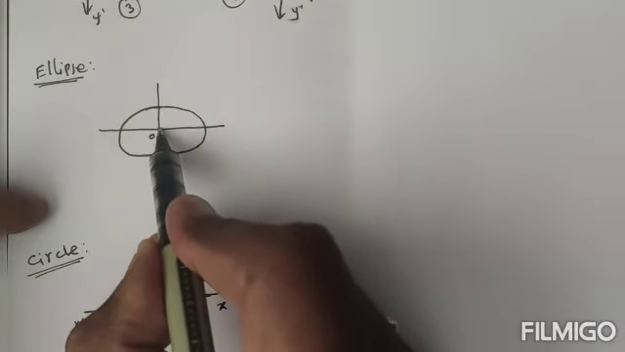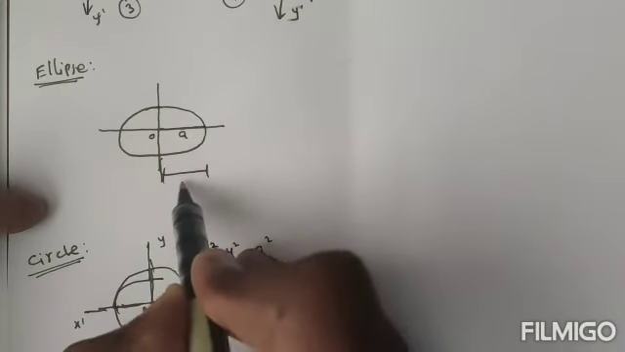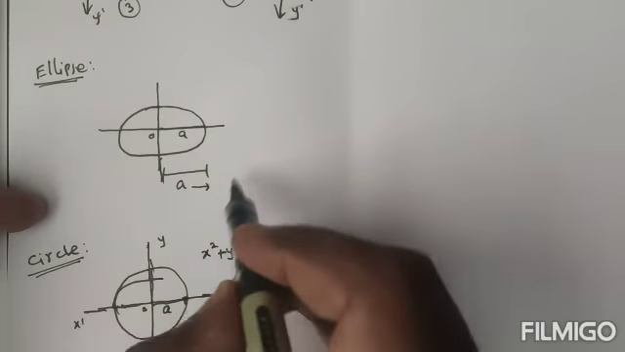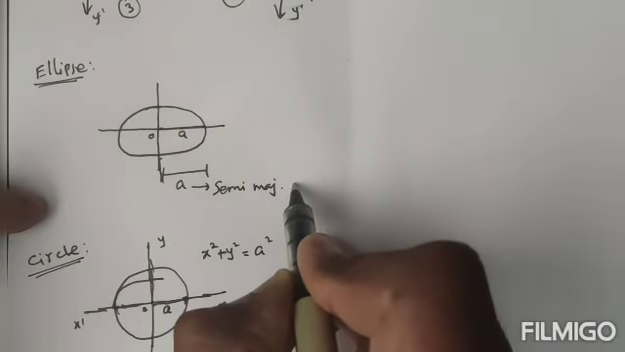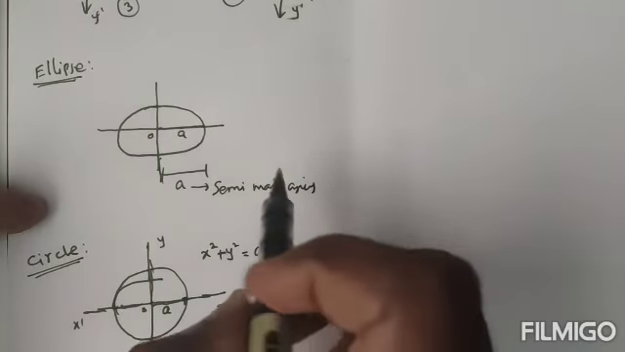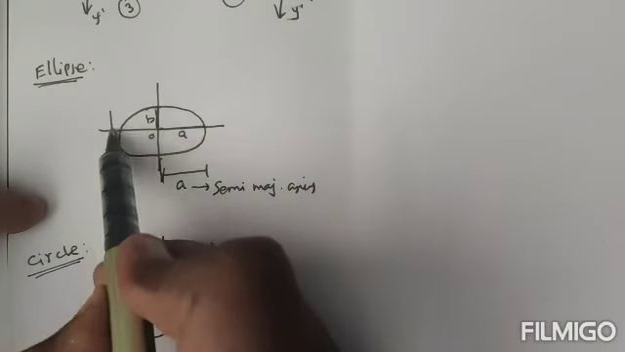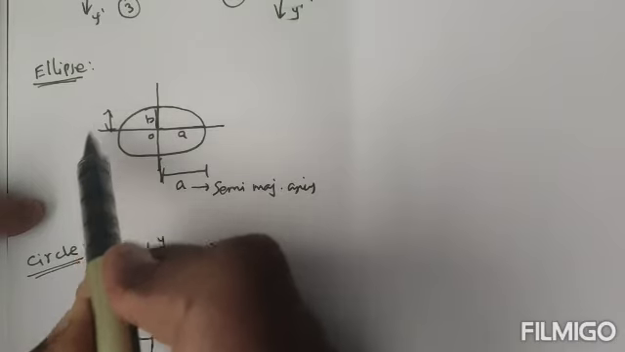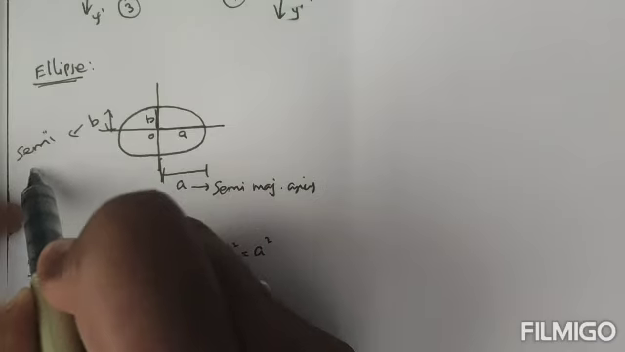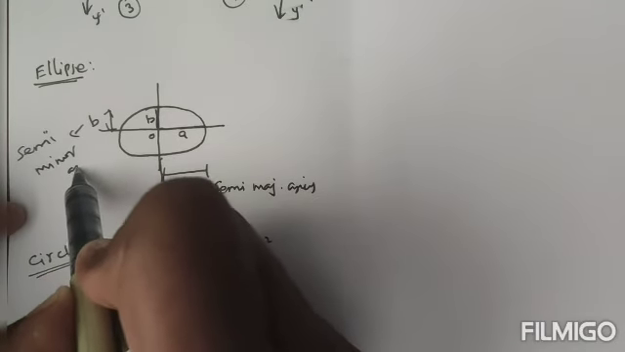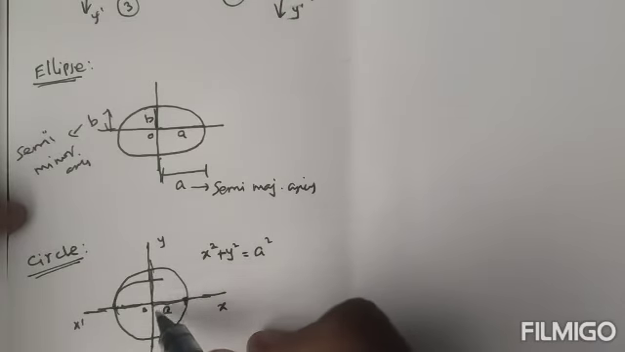So here we can say this distance is a. Here a is nothing but the semi-major axis value. Then on the vertical side, this we call b. So this height represents b. This b represents the semi-minor axis value. But in the circle, this is a and this is b, meaning a equal to b.